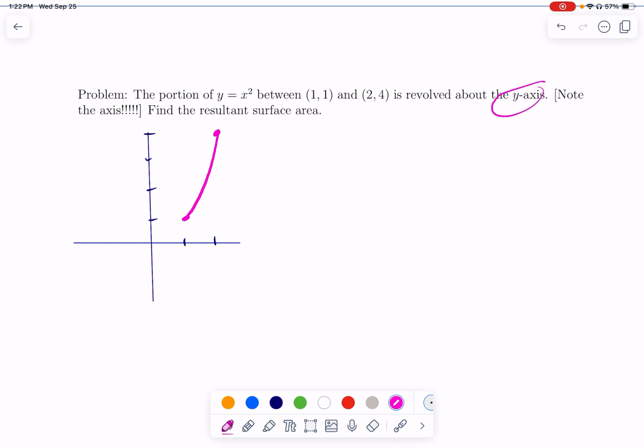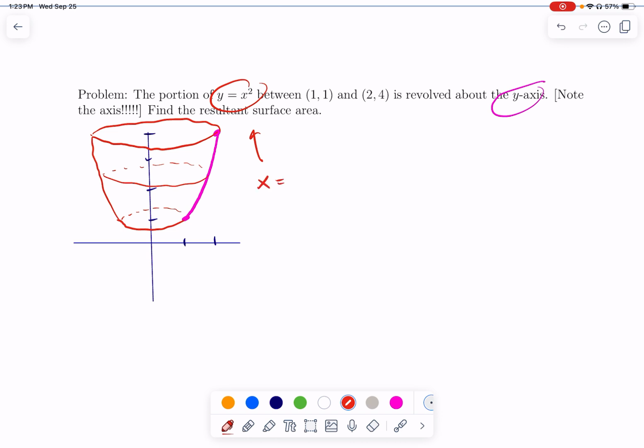All right, so if we're spinning this around the y-axis, it's going to look something like so. It's going to be kind of like a bowl or a mug without the handle. If we're spinning this around the y-axis, we really want to look at this and say, I don't want to think of this as y as a function of x. I want to think of this as x as a function of y. So that we can do an integral here beginning at y equals 1 and ending at y equals 4.